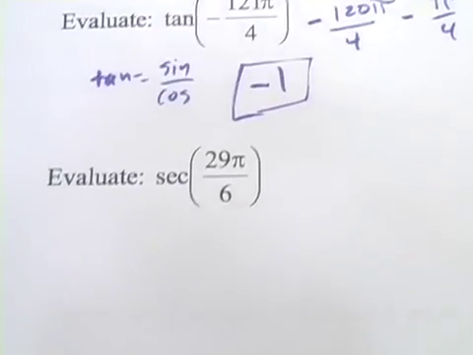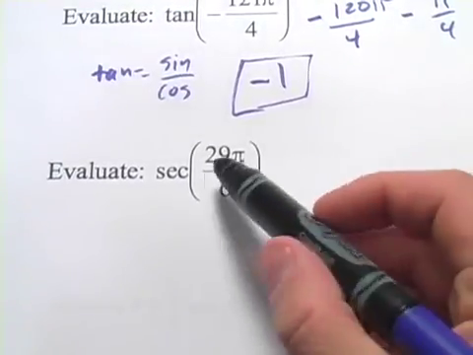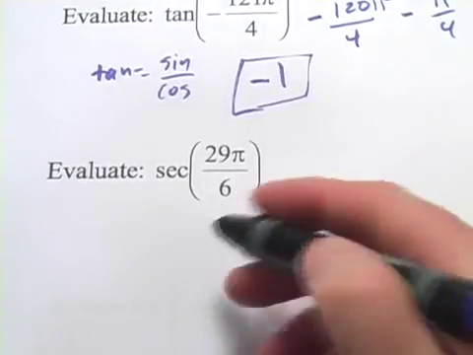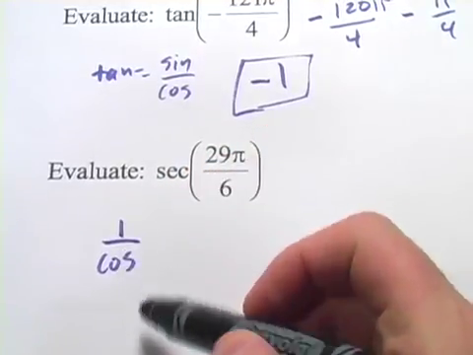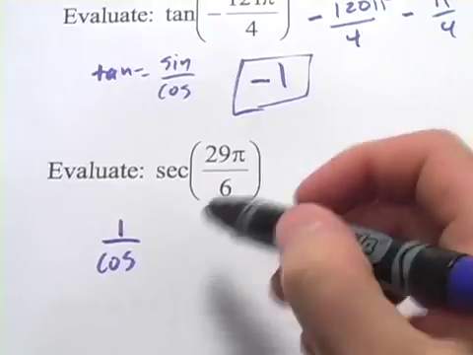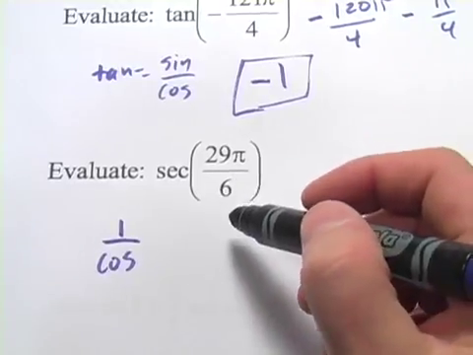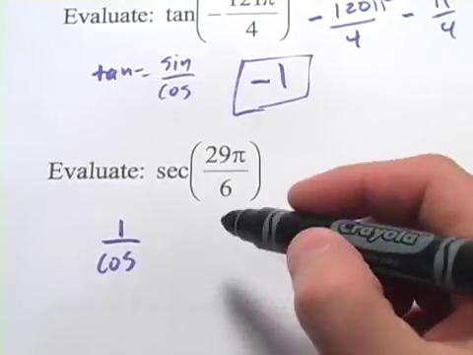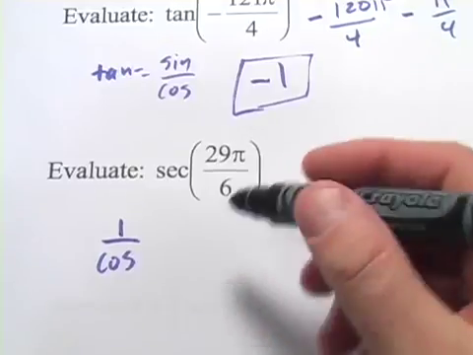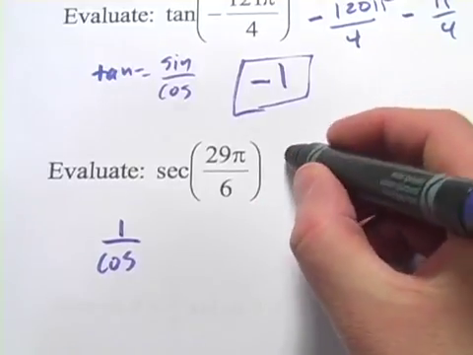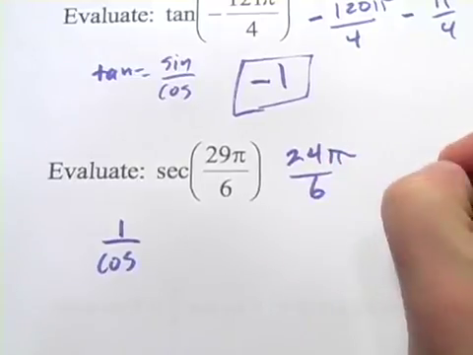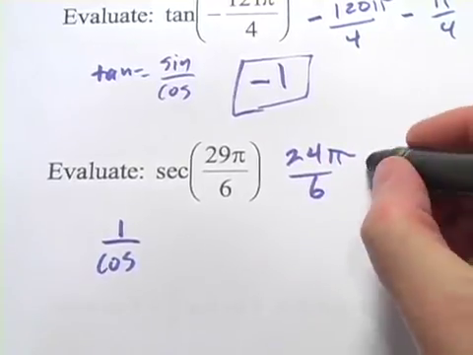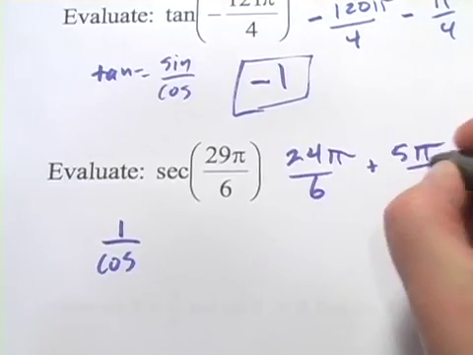All right, let's do one more. This one says to evaluate the secant of 29 pi over 6. And the secant is 1 over the cosine. So we're going to find the cosine and then take the reciprocal of it. First, I'm going to separate this into 2 chunks, one with a bunch of 2 pi's in it and one of what's left over. And I think the best way to do that is to rewrite this as 24 pi over 6. That would equal 4 pi. That's twice around the circle, plus 5 pi over 6.